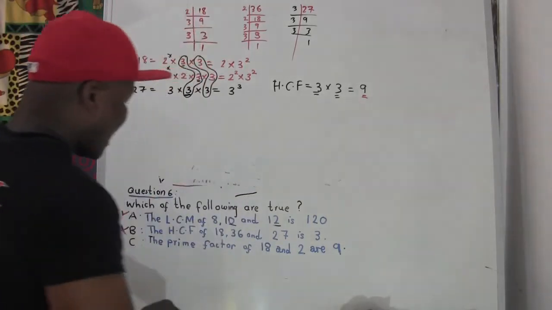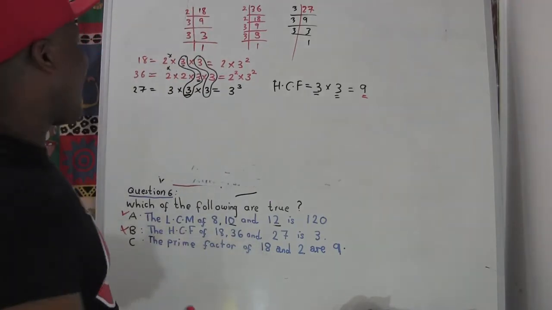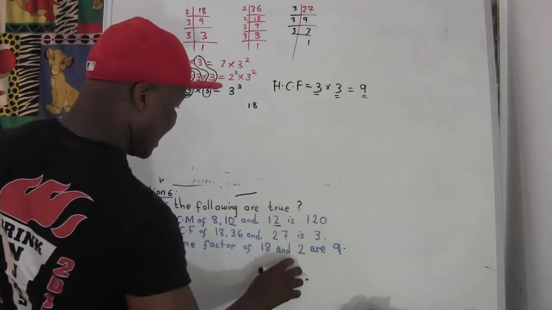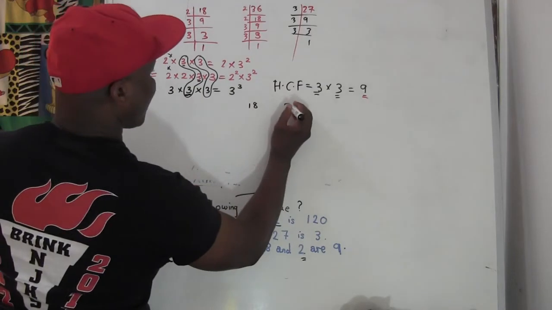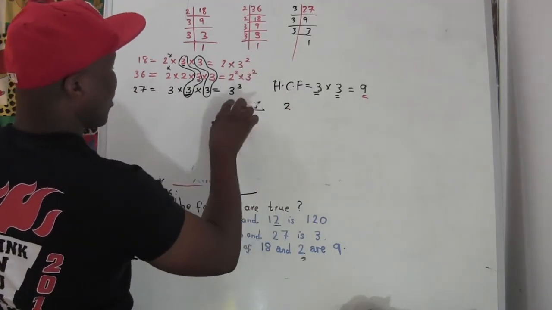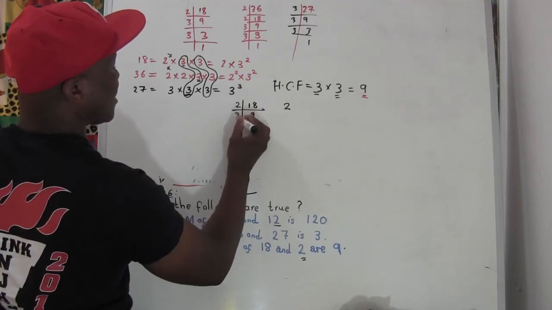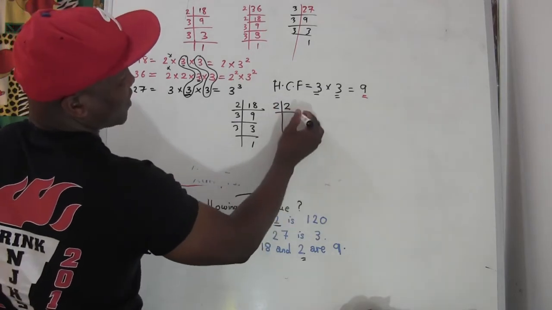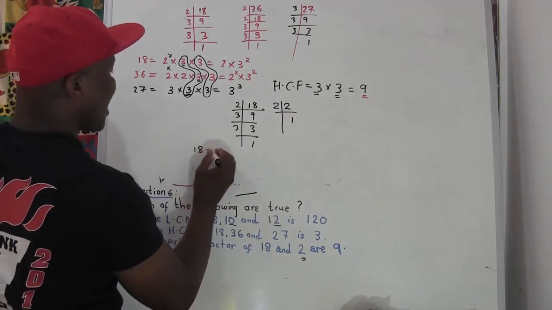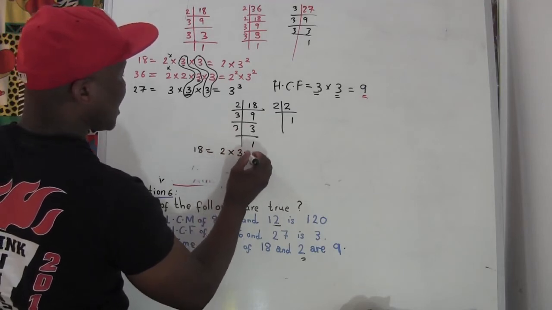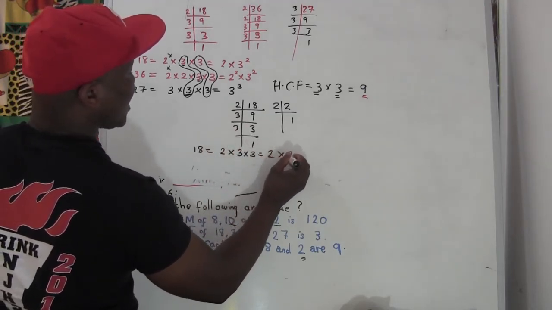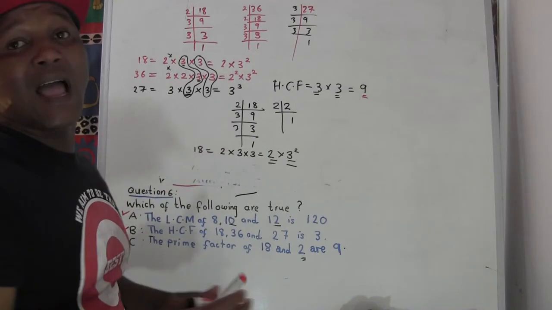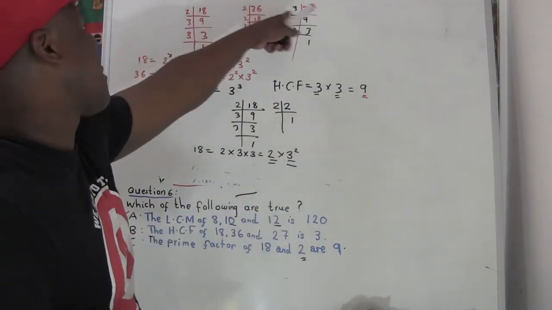For the next one, let's see the prime factors of 18 and 2, very easy. We do like how we did here. What is the prime factor here? It's 2, we get 9. This 3, you get 3, and 3 you get 1. Now here, the prime factor is only 2, we don't have another, and you get 1. So the prime factorization of 18 is 2 times 3 times 3, which we can say is 2 times 3 squared. The factors that you use here are prime numbers.